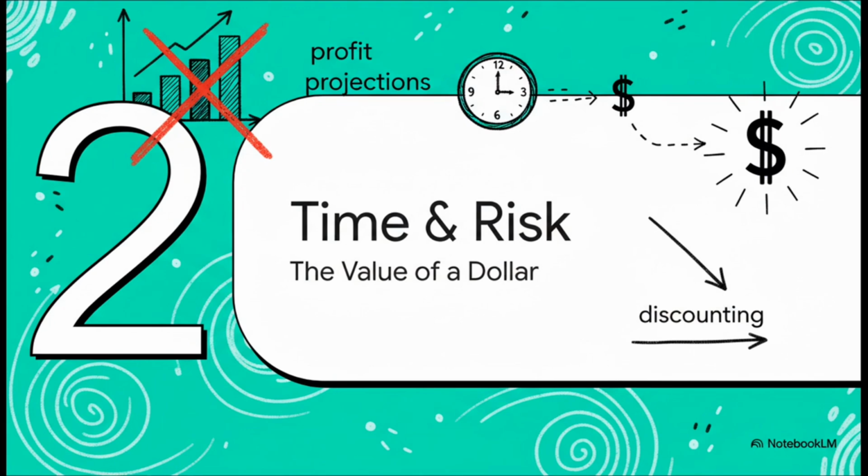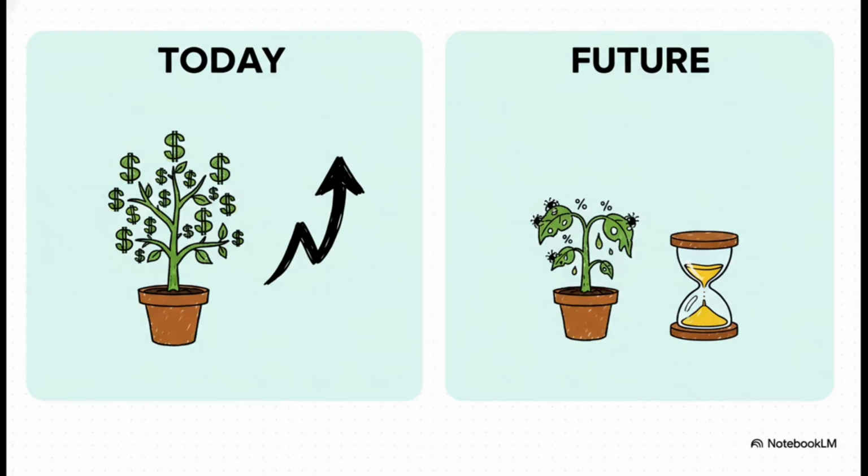Okay, so now we've projected our profits for, let's say, the next 10 years. Great, but here's the next big wrinkle. A dollar that you're gonna earn 10 years from now is not the same as a dollar you have in your pocket today. And that brings us to chapter 2 of our story. We have to account for time and risk. And this explains it perfectly.